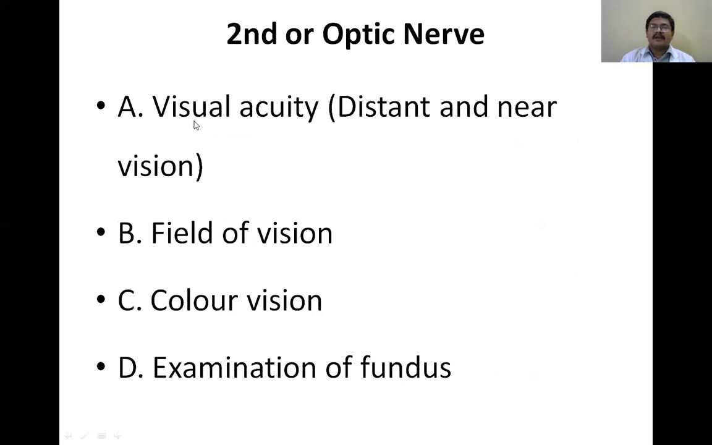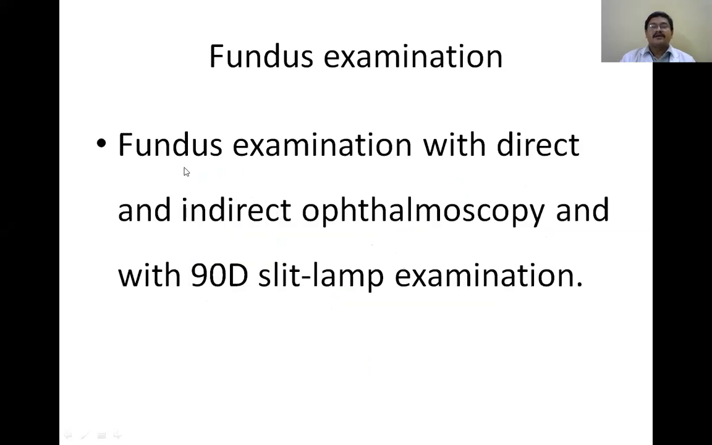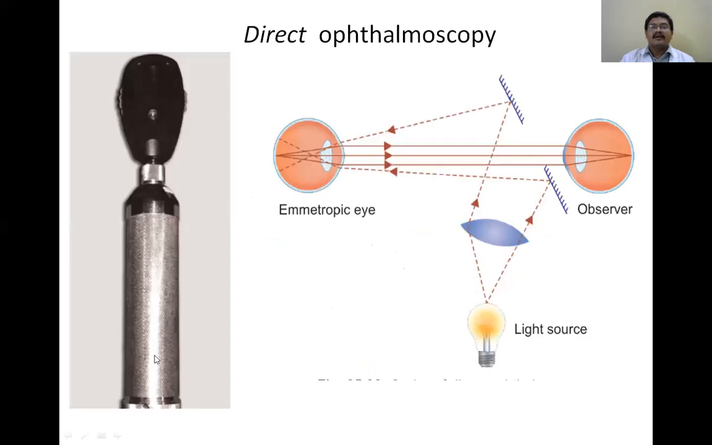In the second cranial nerve, the visual acuity, field of vision, and color vision we have discussed in detail in earlier classes. Now, examination of the fundus. Fundus examination is done with the ophthalmoscope. This is the optics of the direct ophthalmoscope, how the observer's eye and the observed eye are arranged. The fundus will be examined by the direct or indirect ophthalmoscope, or nowadays by slit lamp examination.